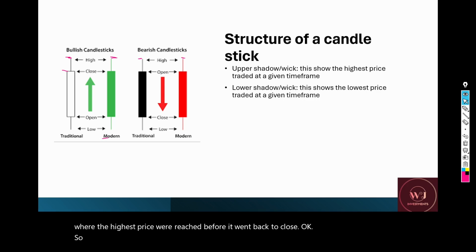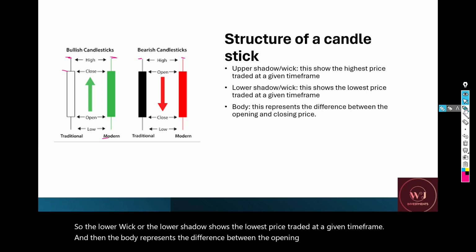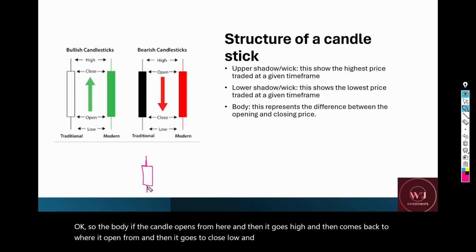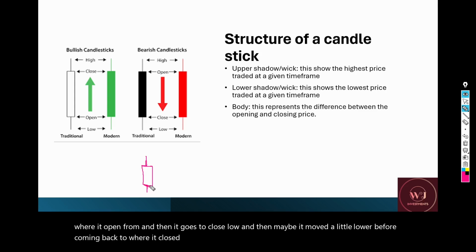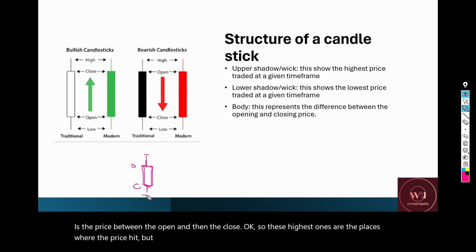So the lower wick or the lower shadow shows the lowest price traded in a given time frame. And then the body represents the difference between the opening and the closing prices. Okay, so if the candle opens from here and then it goes high and comes back to where it opened from, and then it goes to close low, and maybe it moved a little lower before coming back to where it closed from. Maybe it closed from here. So what it forms as this body here is the price between the open and the close. Okay, so these highest ones are the prices the price hit but did not close or open from.